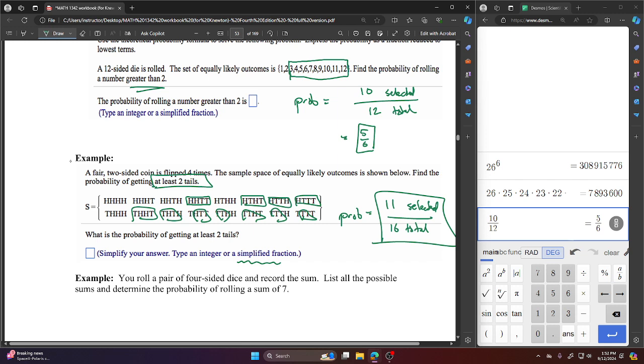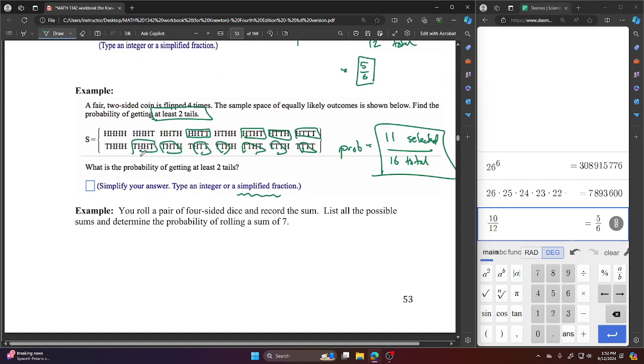Cool. You roll a pair of 4-sided dice. They kind of look like triangle things. And then you record the sum, list all the possible sums, and then find the probability of a 7. Do we have more room? Okay. So they have 2 different dice, triangle thingies, so let's do blue and red. I'm going to do 2 different kinds. This will be my reds, and this will be my blues. Writing it all in green, I guess. 1, 2, 3, 4. 1, 2, 3, 4.